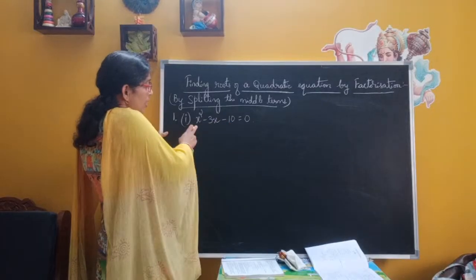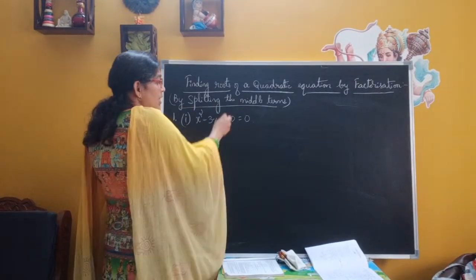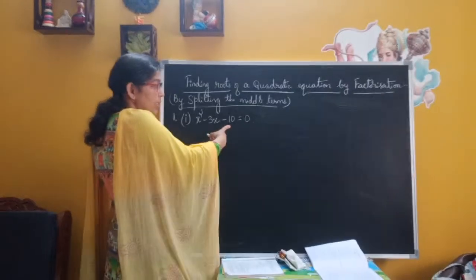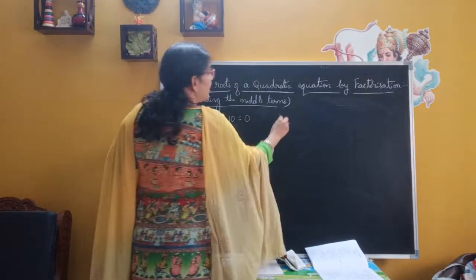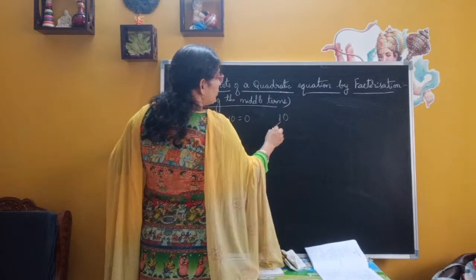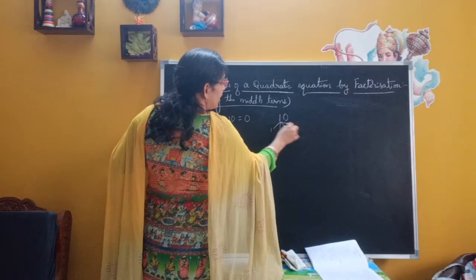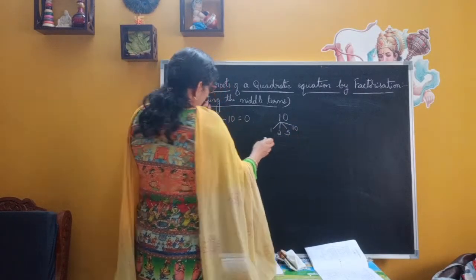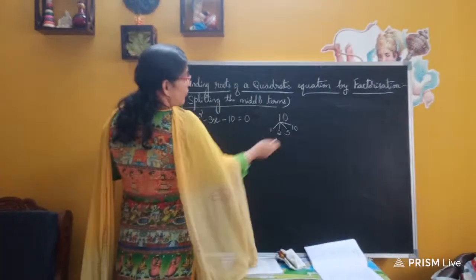This is of the form ax square plus bx plus c is equal to 0. What is c, or the constant, here? Minus 10. Okay, so find the factors of 10. So which are the factors of 10? You know it. 1 is a factor of all numbers, of course. 2, then 5 and 10. These are the numbers in whose tables we get 10 as a multiple. Okay, so these are the factors.